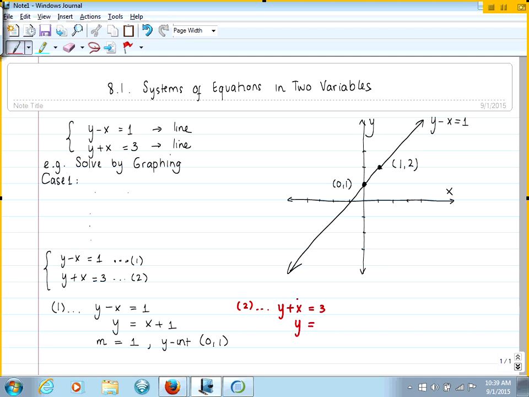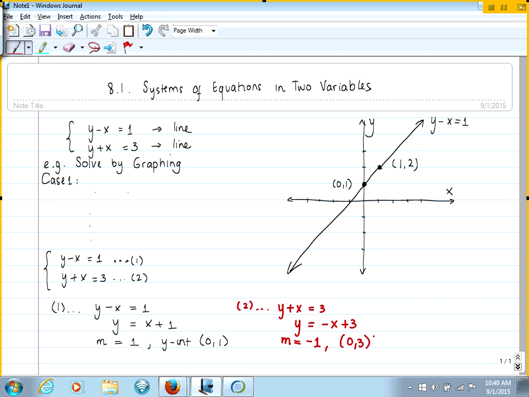Y plus x is equal to 3. How am I going to graph y plus x equals 3? Solve for y. So I need to move the x. What happens to x? Negative x. Yes. Negative x plus 3. Or you can say, I'm subtracting x from both sides.